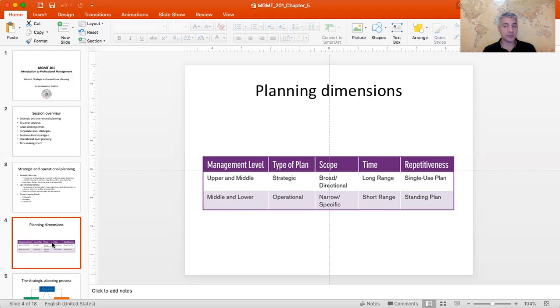Operational plans, they are typically developed by mid and low level managers. They tend to be more narrow in focus and specific, again, short range in terms of the time horizon. And these kind of plans are a lot more likely to become standing plans, right? So you do not throw them away after the project has completed because the next project that is very similar or perhaps identical is likely to emerge within the company. So it's not a one-off thing. This is something that you will be using and reusing as time goes on.